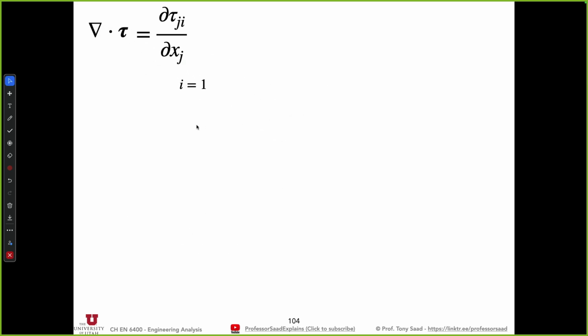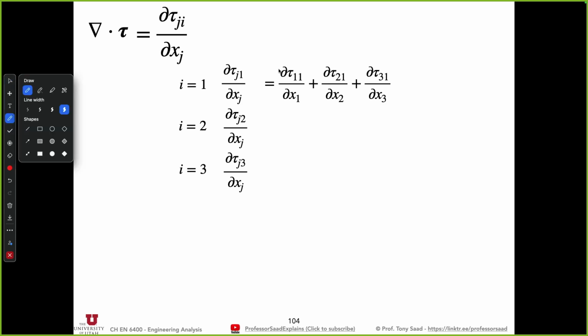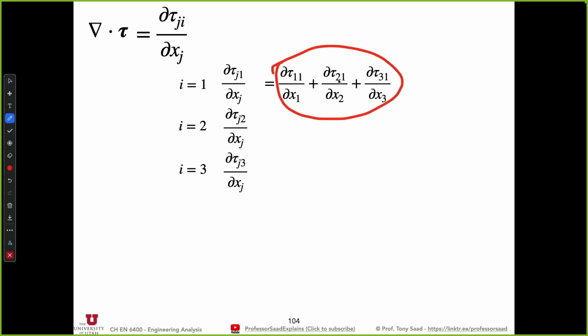So similarly here for I equal 1, that's x component of momentum. The net diffusive flux that is going to make it to the x momentum equation is going to be d tau j1 by dxj, because I fixed this, it is only the contribution to the x momentum component. And now remember, this is tau xx, tau yx, tau zx, right? So this would be d tau xx by dx plus d tau yx by dy plus d tau zx by dz. Okay, and same thing for the other guys.